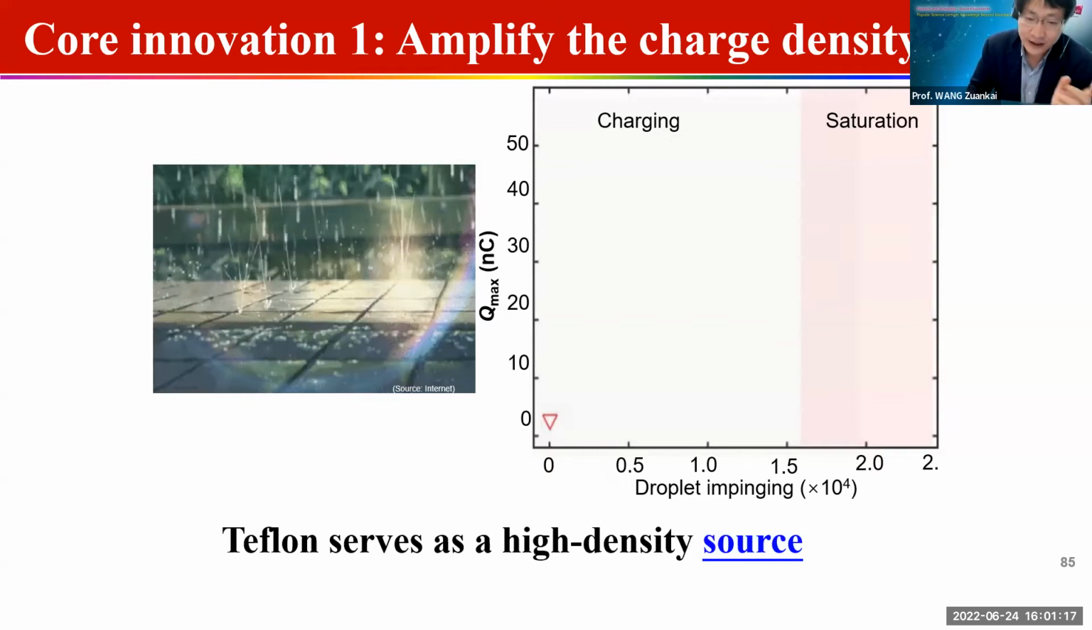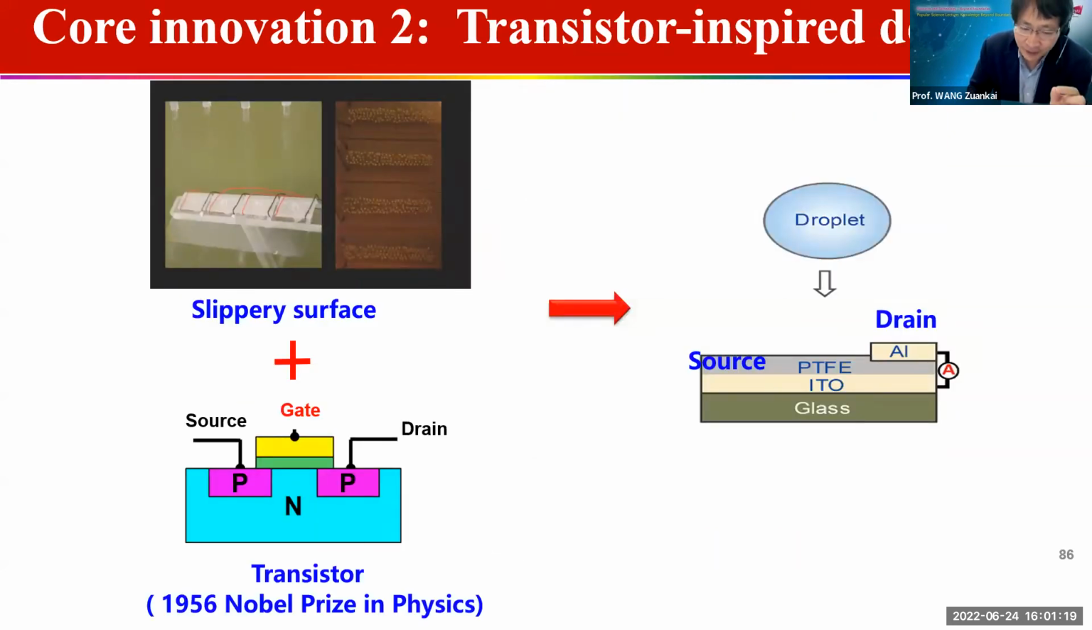So in our lab, we are inspired by the transistor design. If you look at a transistor, we have three terminals: the gate, the source, and the drain. If we apply voltage to the gate, the current will flow between the source and the drain, right? Based on this inspiration, we modify the previous design. We add another electrode, which we call the drain, okay?